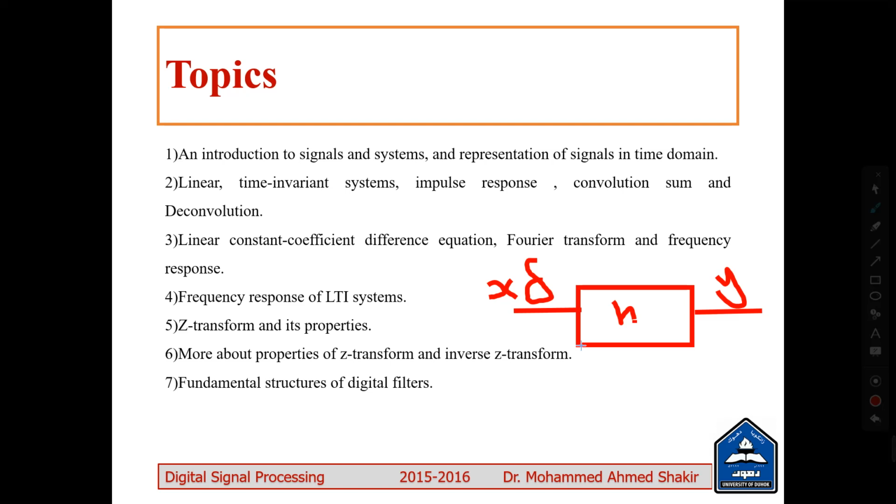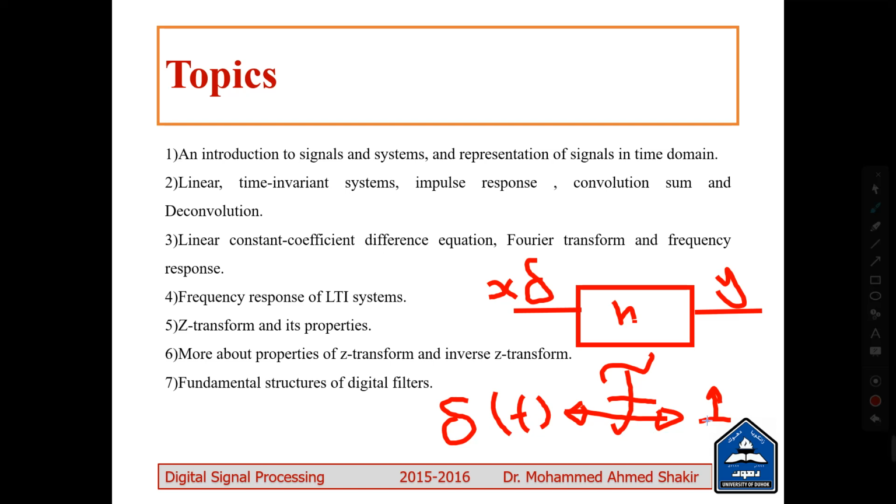Now, if we refresh our information on the Fourier transformation, the Fourier transform for delta of t will be 1. So, what does it mean? Of course, using the Fourier transformation, the Fourier transform for delta of t is equal to 1. Now, what does it mean, the Fourier transform for delta of t equal to 1?